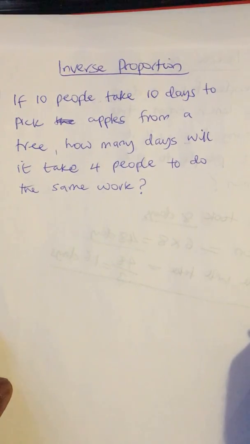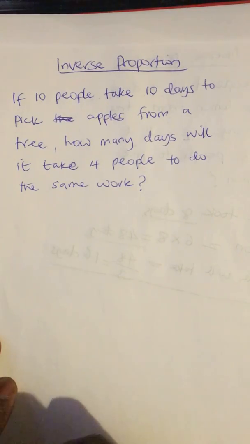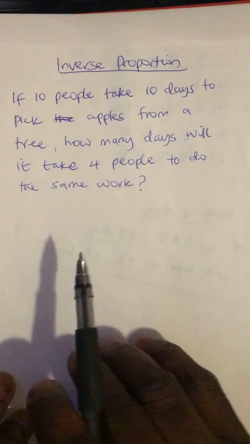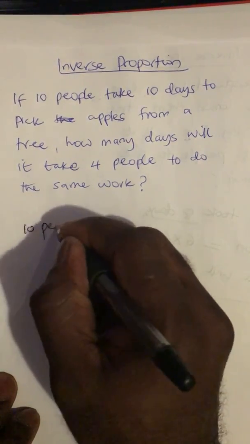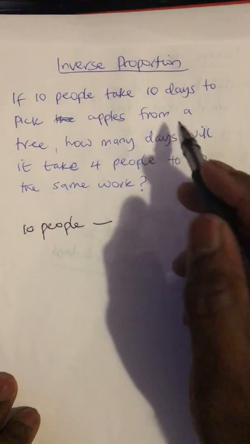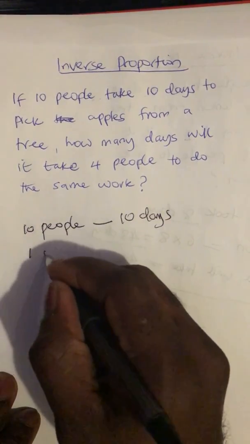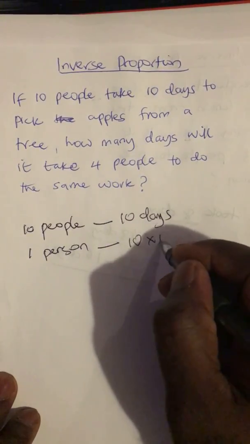Here we have that if 10 people take 10 days to pick apples from a tree, how long will it take 4 people to do the same job? So in this we work exactly the same way. We will start again by working out how long it will take one person to do the job. So we have here 10 people will take 10 days. So it therefore means that one person will do the job by using 10 times 10.